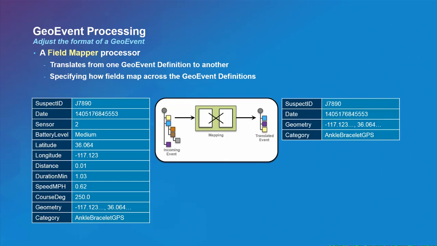In this illustration, I'm using the field mapper as kind of a simplifier. I'm taking just 4 of the fields out, the suspect ID and date, and then the geometry and category, and mapping them over to an event record that I want to use either for later processing within the event service or something I want to stream out again for consumption later in my enterprise.